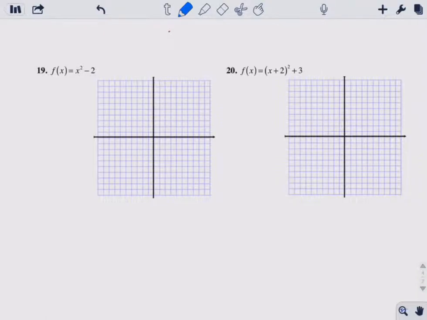Okay, here's 19. This is Unit 4, Algebra 2, 4th period. This is the Unit 10 review, starting with number 19.